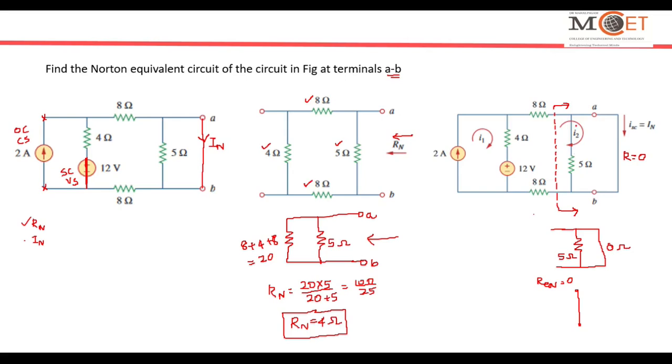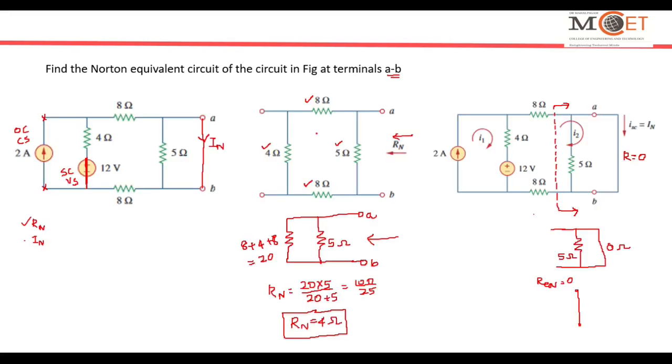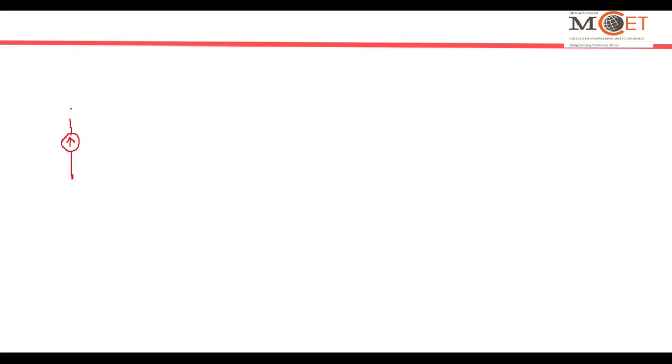So this 5 ohm resistance does not come into picture at all. So I can remove this resistance, and draw the circuit again for easy understanding. It will look something like what I am trying to draw here. I will have a current source, and I have a resistance and a voltage source. So let me try to draw that.